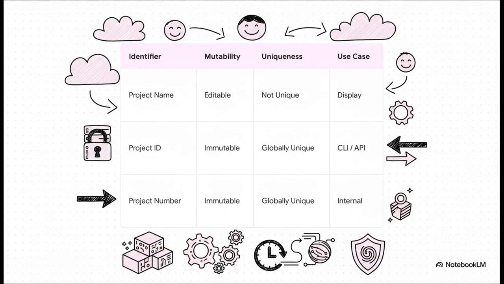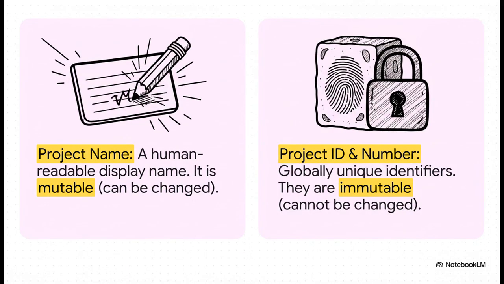And finally, there's the project number. It's automatically generated, also unique, and also completely immutable. So if you remember just one thing from this section, let it be this. The name is changeable, flexible, but the ID and the number, they are permanent, set in stone, forever. The name is a friendly label on the outside, but the ID and number are the project's true unchangeable identity.